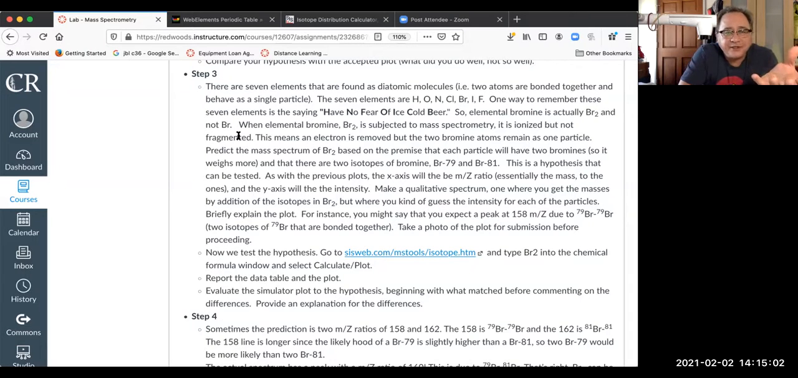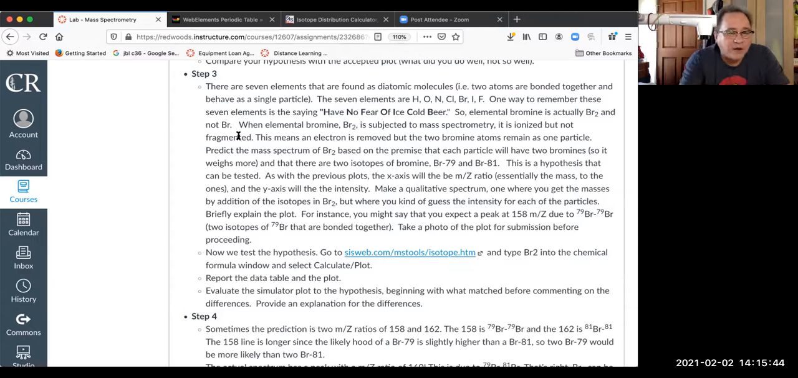So these elements, when you buy it in a jar, the atoms are bonded together, stuck together like Siamese twins. One way to remember these 7 elements instead of Hunkelbrief is have no fear of ice cold beer. So elemental bromine is actually Br2 and not Br. Br we would call atomic bromine because that's an atom of bromine. When elemental bromine is subjected to mass spectrometry, it is ionized but not fragmented.